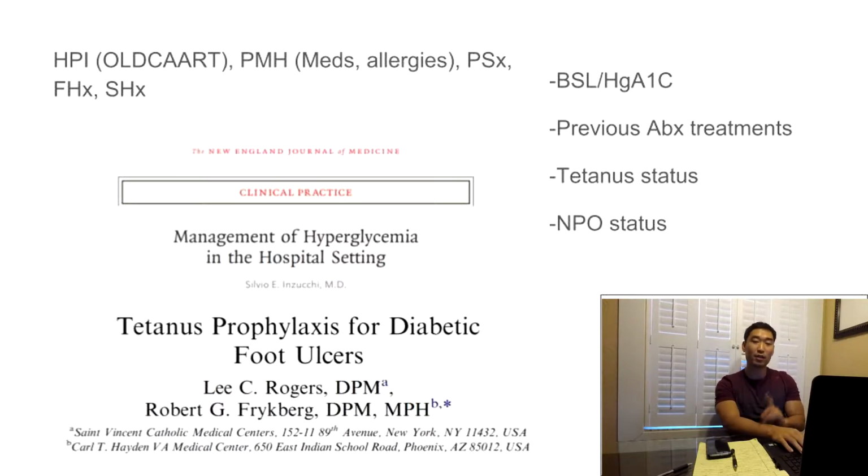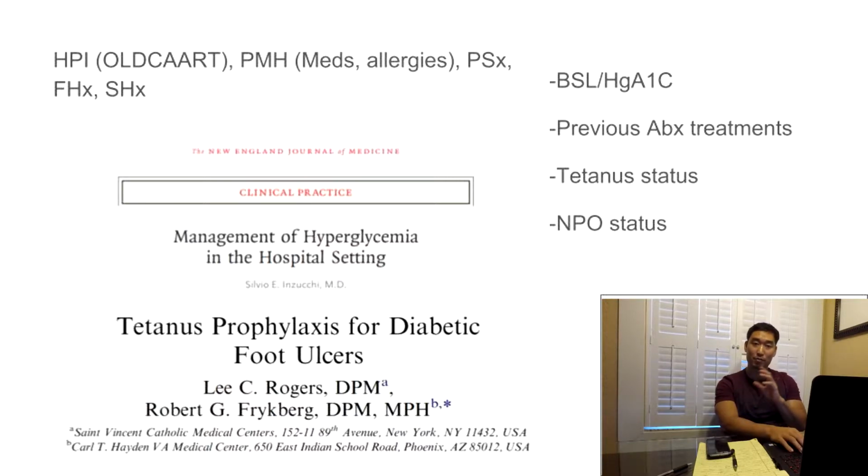So one important thing to note for a diabetic foot infection is that controlling diabetes, the sugar level, is important in a hospital setting. We've been taught that the sliding scale works, but Inzucchi also stated that rather than doing that, it's better to control the basal insulin level with long-acting insulin like Lantus, and control the after-meal insulin level with rapid-acting insulin like Novolog.